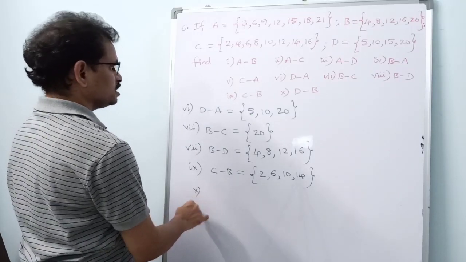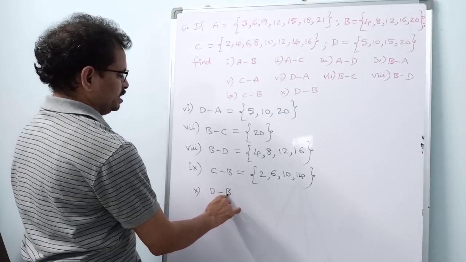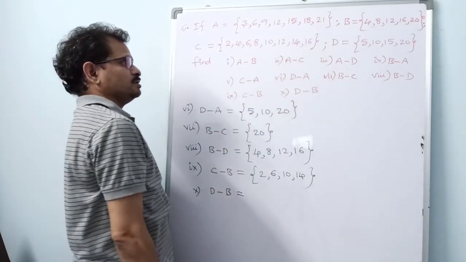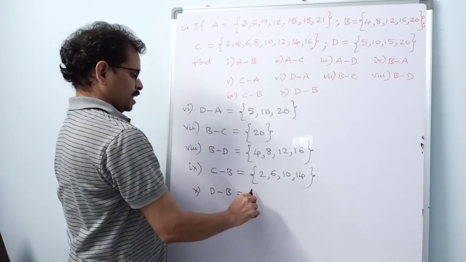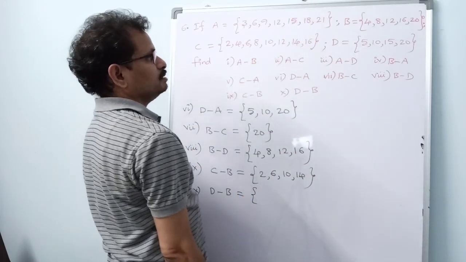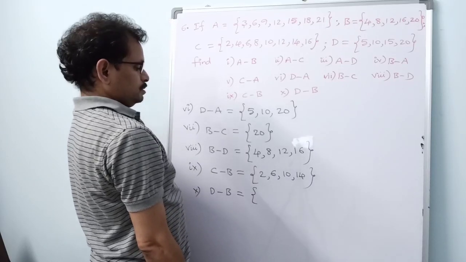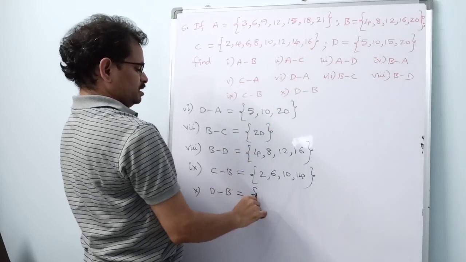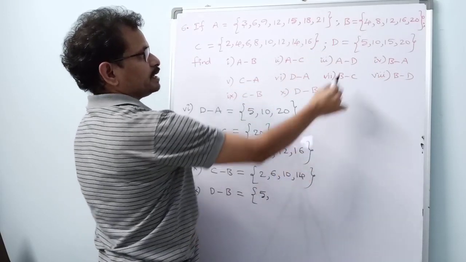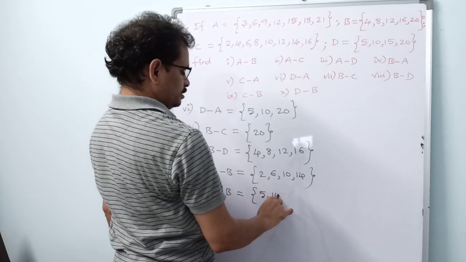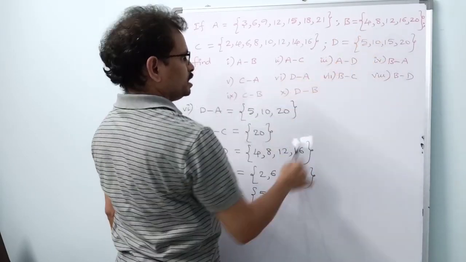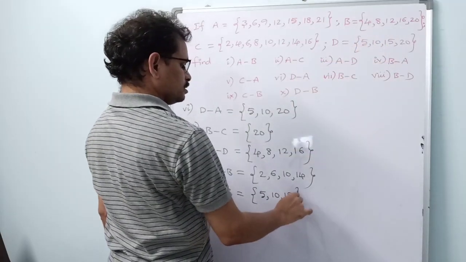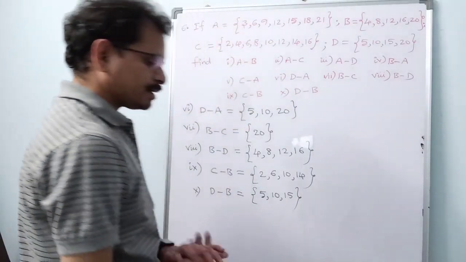Next, last one, D minus B. D is the smaller one, B is somewhat larger. Okay, of course both of them are almost equal, no? Only 4 elements and 5 elements there, so not much of use. So 5 is there in D, it is not there in B, write down 5. 10 is there in D, not there in B, write down 10. 15 there in D, not there in B, write down 15. 20 there in D, here it is also there, so remove 20. I think you got a clear idea regarding subtraction.